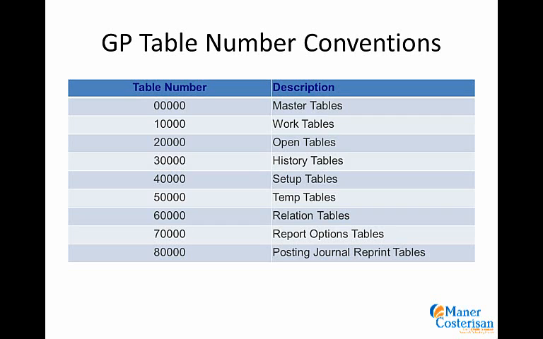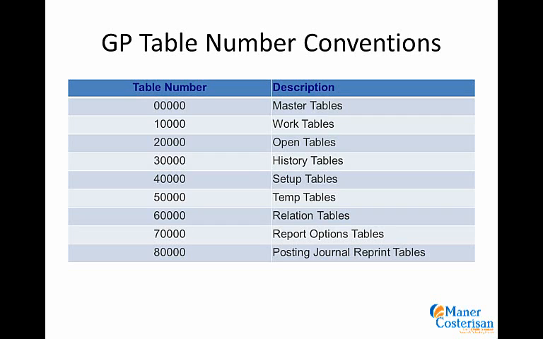If you look here, master tables are generally preceded with 00. Those last 3 digits are used to number the tables incrementally as the number of tables increases. For example, the vendor master table is preceded with PM, which is payables management, and then 00200, which refers to the vendor master. Work tables are generally preceded with the 10,000 number. Open tables are preceded with 20,000, and history tables with 30,000.